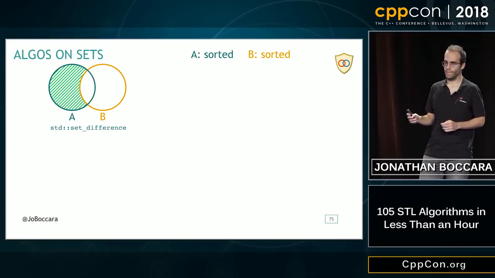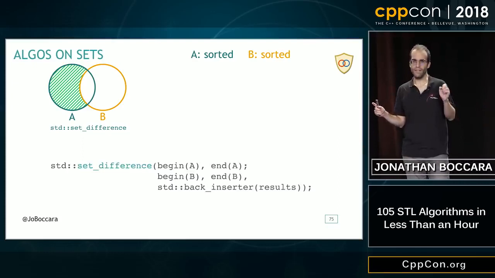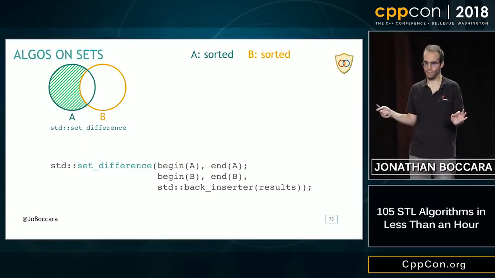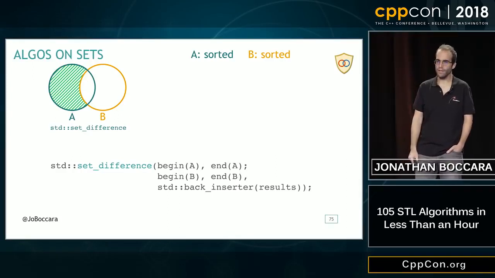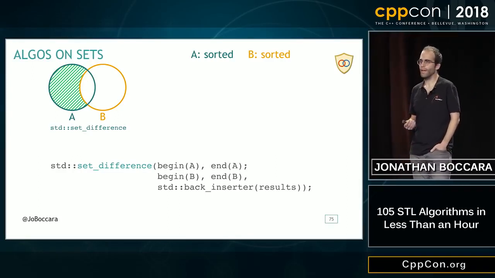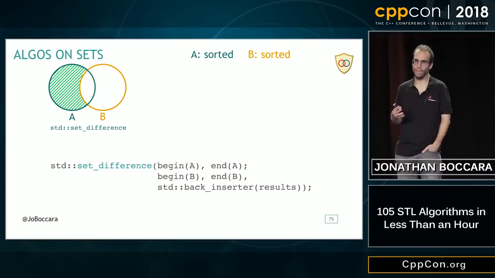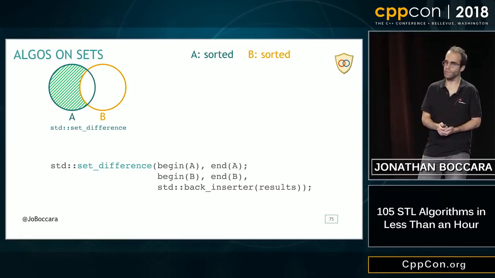set_difference, which is my favorite algorithm, takes two sets and returns the elements that are in the first one, but not in the second one. And its interface is like that. It produces its output via an output iterator. I like it so much because it's useful all the time, and it's also in linear complexity. And it would be easy to implement in quadratic complexity, but it's in linear complexity because it uses the fact that the inputs are sorted, and also its output is sorted.